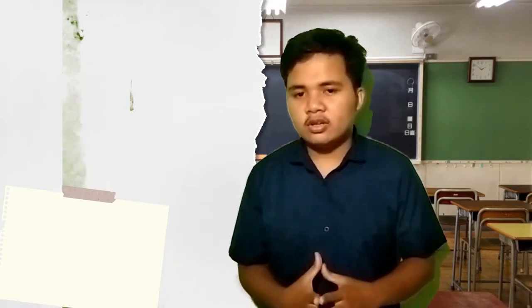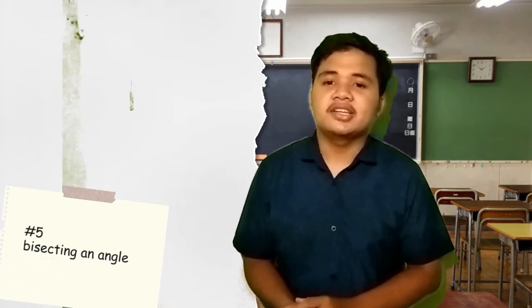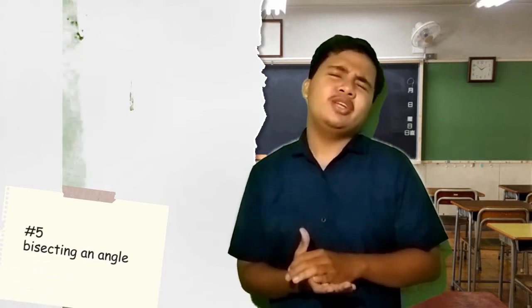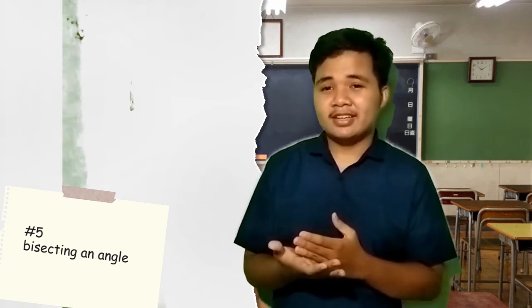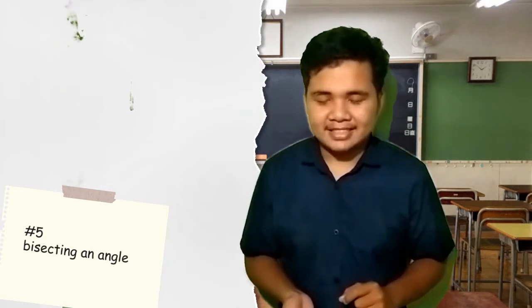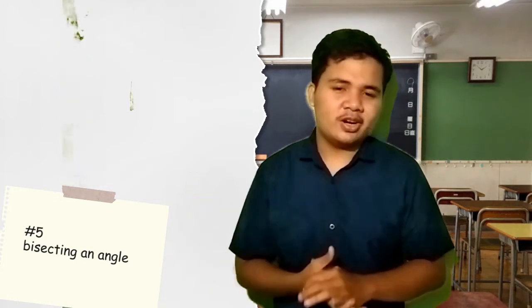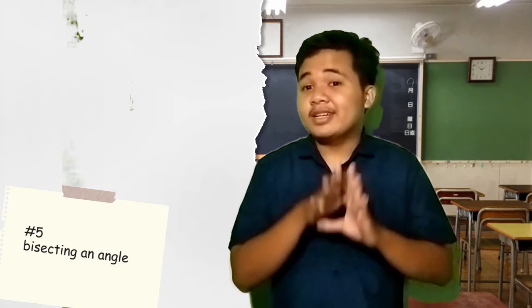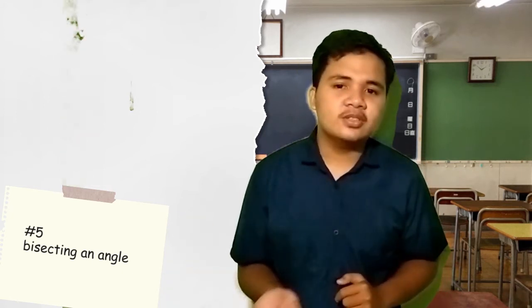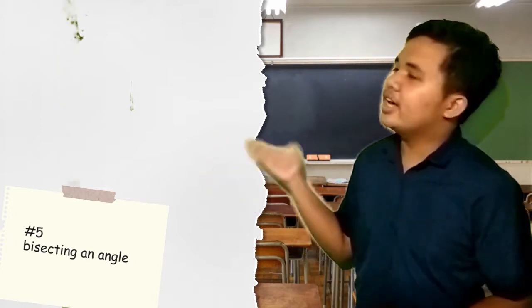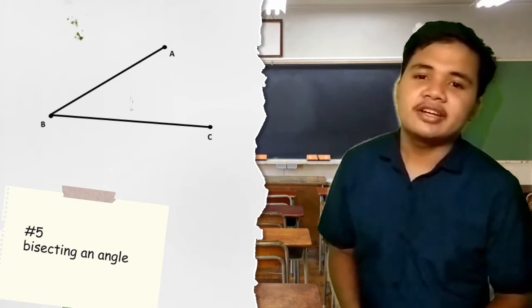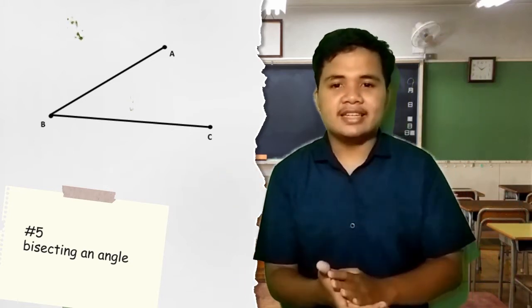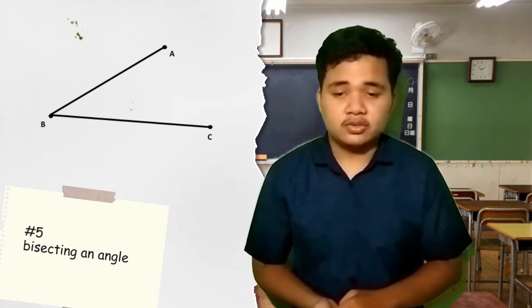Okay, in this segment we will talk about bisecting an angle. What is the meaning of bisecting? Bisecting means that we cut something into two equal pieces. In this segment, we will bisect an angle. Suppose we have an angle ABC. We will bisect this angle into two equal measures.